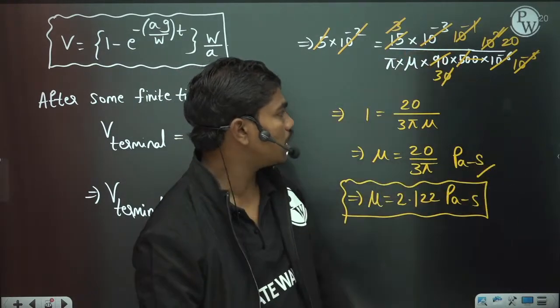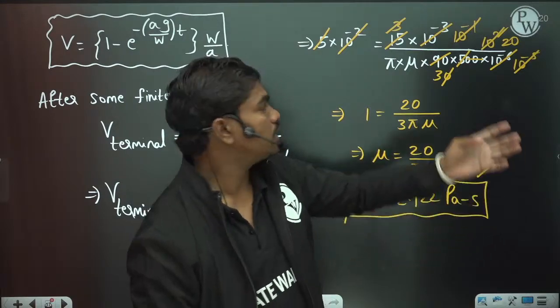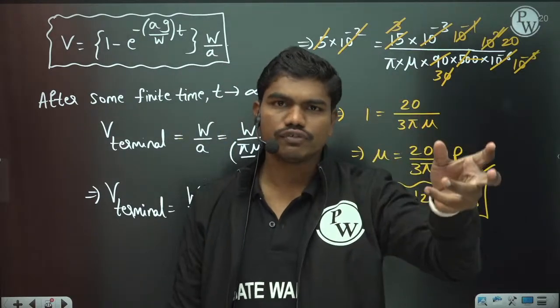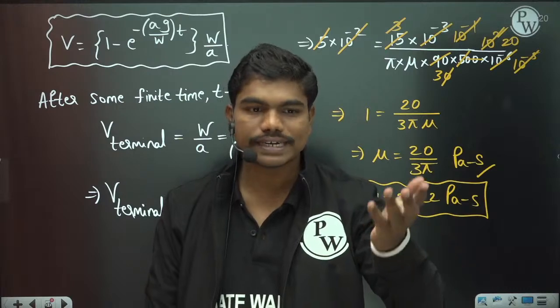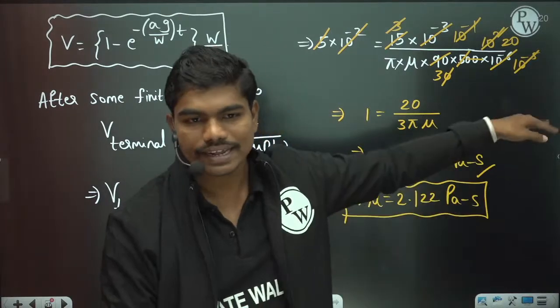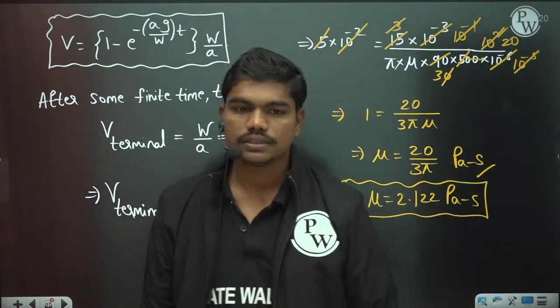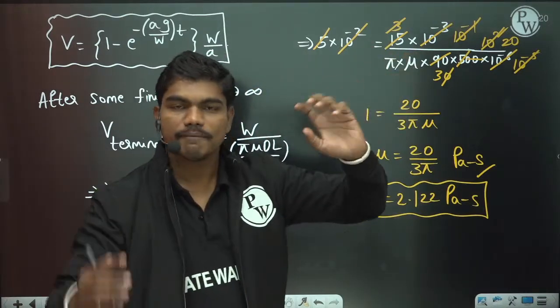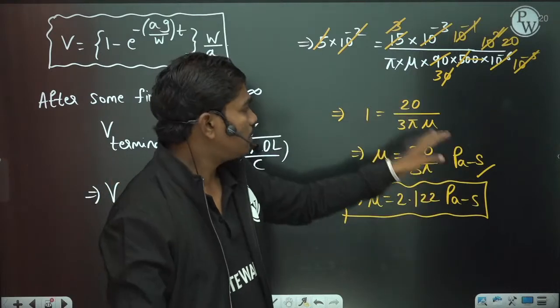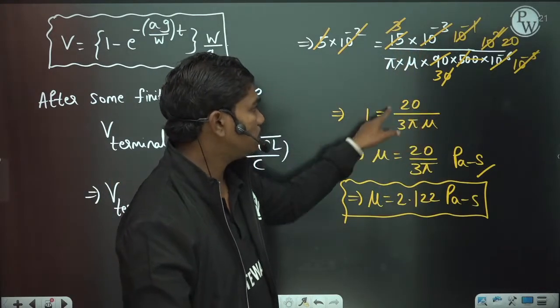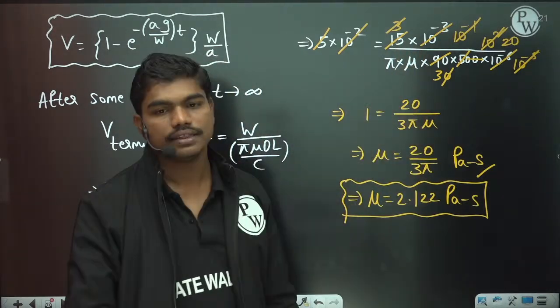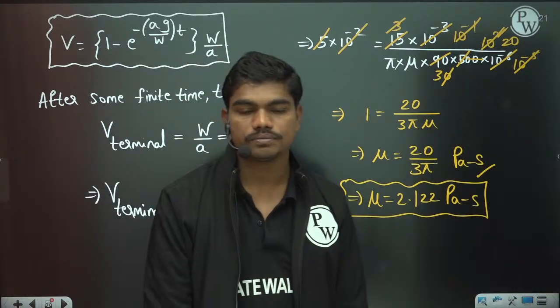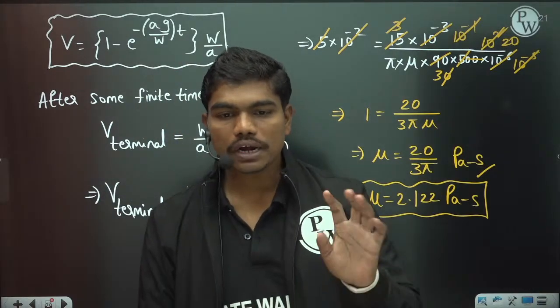This is a simple way of understanding, but you should be a little careful while doing these calculations, cancellations and all. Generally it's my habit that if they give you something like 0.04, I write it as 4 into 10 power minus 2, so that I can cancel some powers. If I directly use all these values in the calculator, I might make a mess, but after simplification you have a small value, 20 by 3 pi, which you can calculate easily.